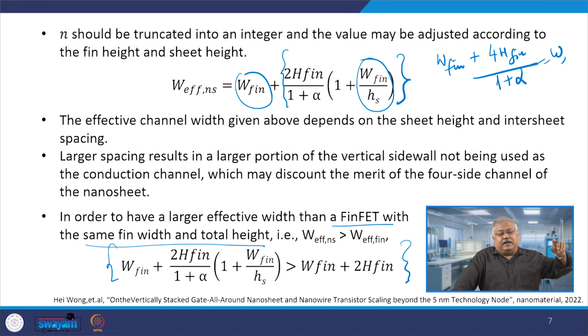So, if you have a FinFET and a nanosheet FET, you need to ensure that this inequality holds good, the last inequality. If it holds good, that will give you a relatively higher advantage for the nanosheet FET.